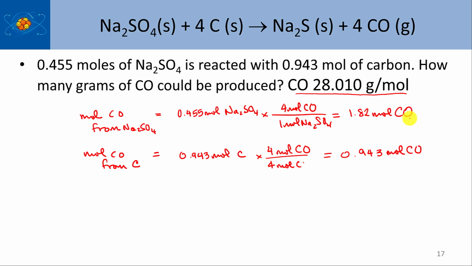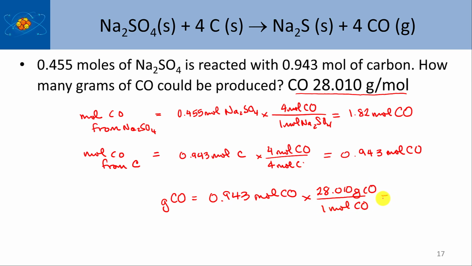So I'm going to say grams of CO. That's going to be my moles of CO from my limiting reactant, times, then I need my molar mass. So I have units of grams per mole, and I want moles to cancel. So the mole goes on the bottom and the grams goes on the top. So I have 28.010 grams of CO for every 1 mole of CO. And then I can do that calculation.